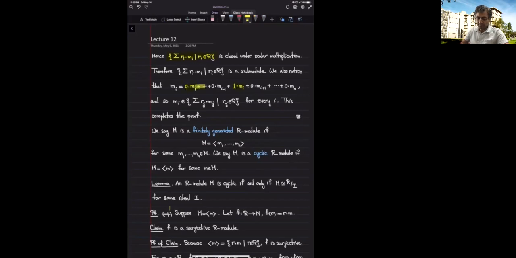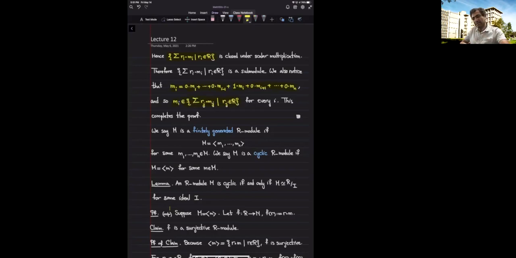We know that 0 times everything inside the module ends up being 0, so this part is just 0, adding zeros, so I get 0. The same is true for these terms, so the only non-zero term would be the ith term, and by our assumption of module structure, 1 times m is always m, so 1 times m sub i is m sub i, which means m sub i is an R linear combination of m1, m2, ..., m sub n, and therefore the m sub i's do belong to this candidate module that we have, and we are done.